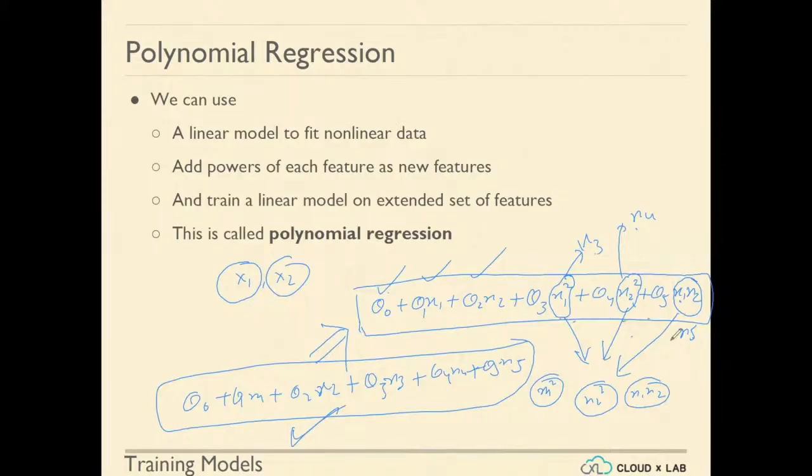And both are equivalent. Either you can directly learn a nonlinear model, or you can add nonlinear features, and then you can learn a linear model, right? So here it seems you are learning a linear model, but indirectly you are learning a nonlinear model, right? Because this x3 is not linear. x3 is in fact x1 square, x4 is x2 square, and x5 is x1 x2, right? Any doubt here? So if you are learning a polynomial, then this type of regression is called polynomial regression, right?